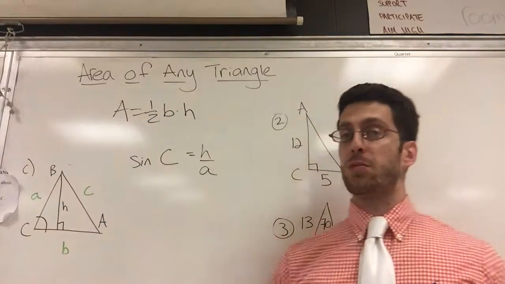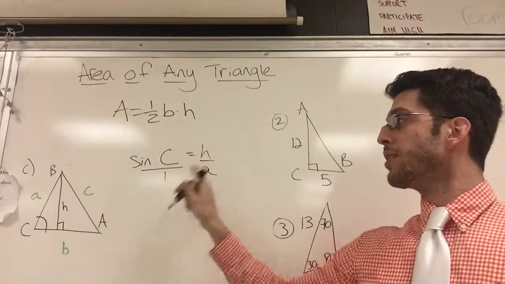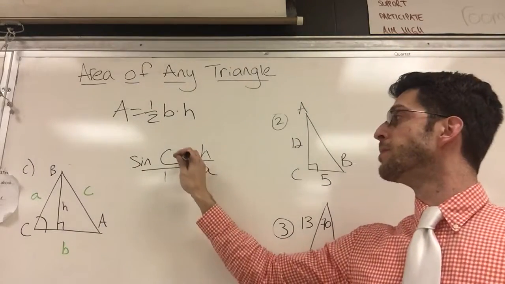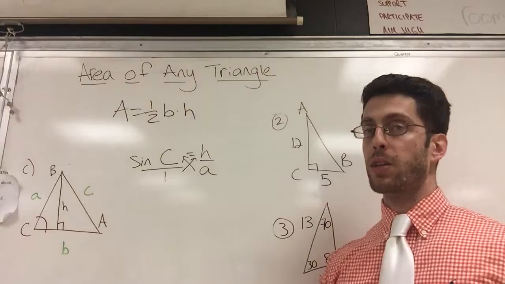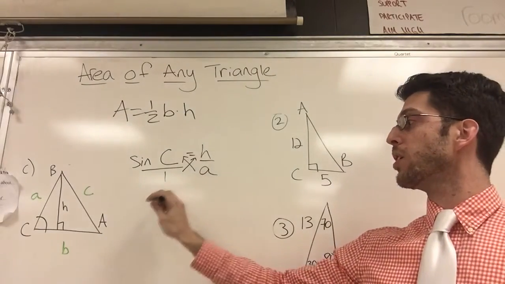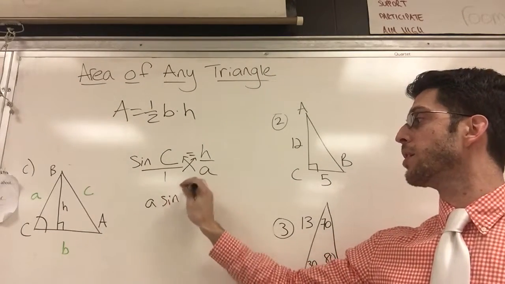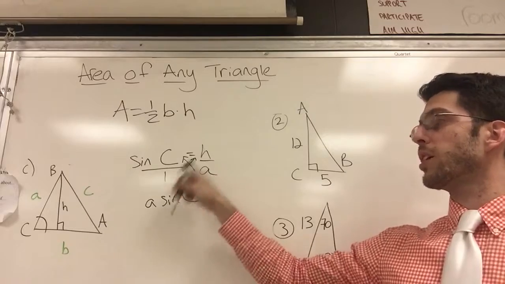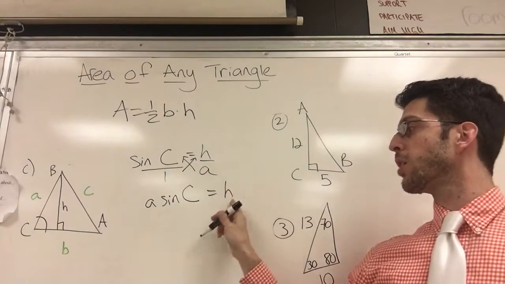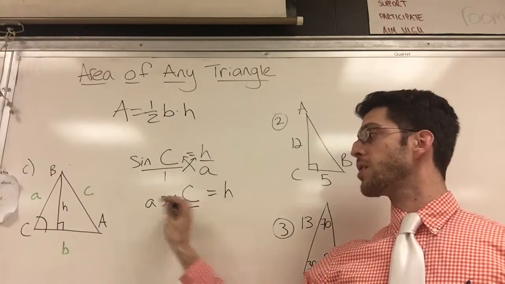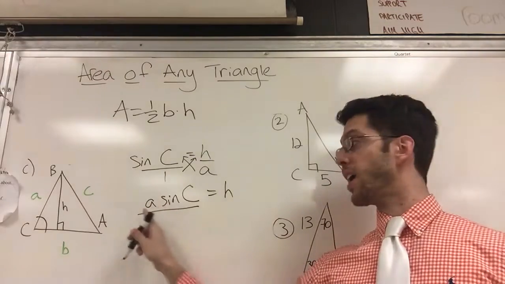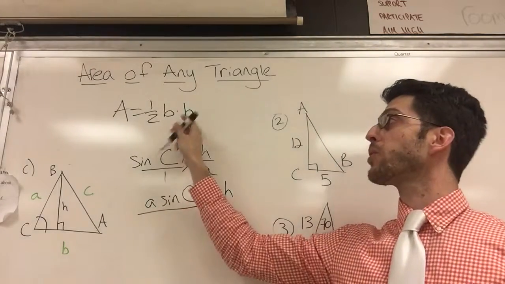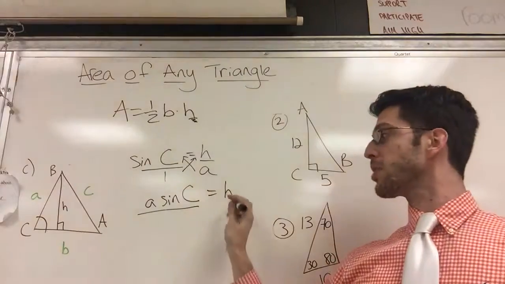Now we're going to do some fancy cross multiplying to get h alone. Just rearranging a formula. I'm not doing any values. So this is little a times sine C equals h times 1, which is h. Look, I got h alone. H is a sine C. So instead of writing the h, I'm going to substitute this thing.